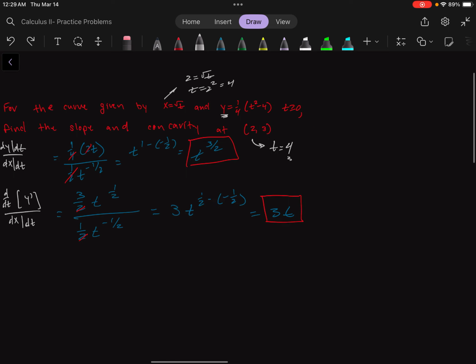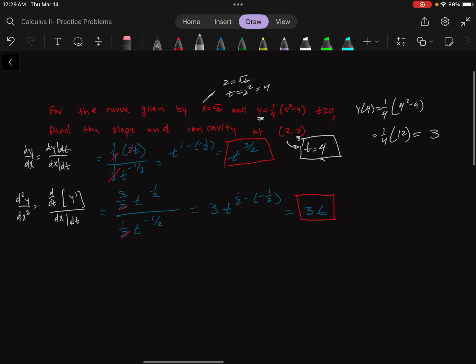What happens when we plug in 4 into y? Y evaluated at 4 for t. We have 1/4 times 4 squared minus 4. So that's 1/4 times 12. 16 minus 4 is 12. And 1/4 times 12 is 3. So we did get that y value of 3 at t equals 4. So the ordered pair 2, 3 happens at t equals 4. Right, so we did a lot of that with the table in the last video.